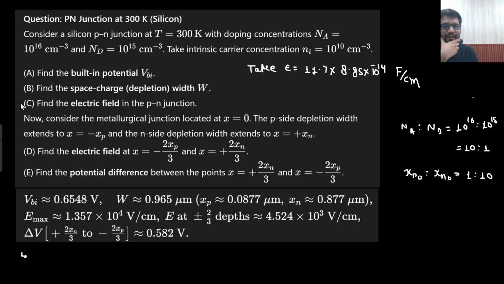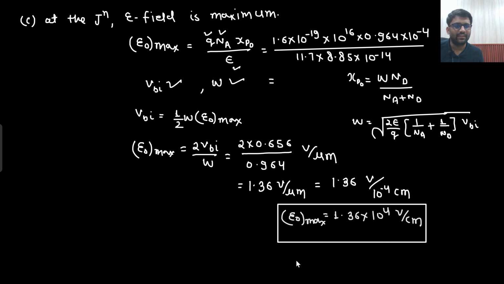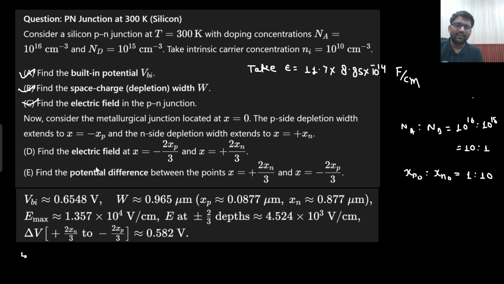Okay, well and good. So A, B, C all are done. Did you understand what will click to me in the examination and how I would proceed? Now the next question, I am leaving it up to you. I hope you would be able to do it. You need to find out the electric field at minus 2xp by 3 point and at 2xn by 3 point. So try finding out the electric field. Do it on your own.